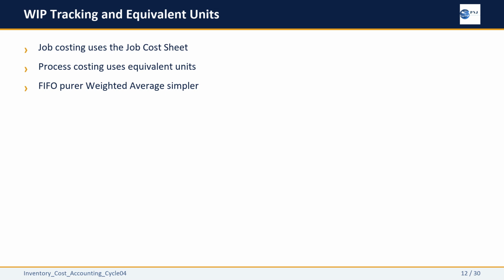How WIP is tracked depends on the system. In job costing, the job cost sheet collects actual materials, labor, and applied overhead and transfers to finished goods at completion. In process costing, the challenge is partly finished units, so you express them as equivalent units of production before computing a cost per unit. Two methods exist. FIFO treats beginning WIP as a separate batch and gives a purer current period cost, while weighted average blends prior and current costs and is simpler to calculate.